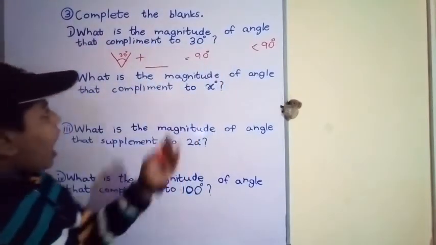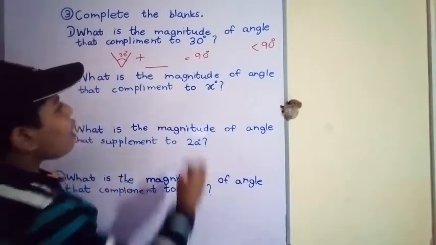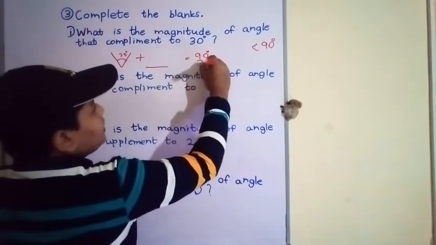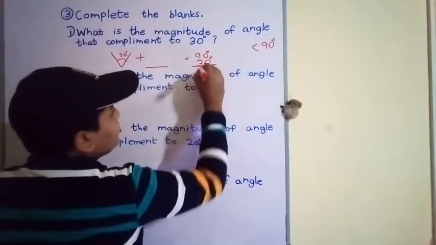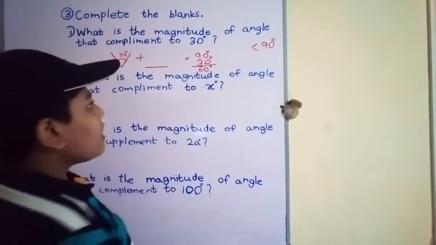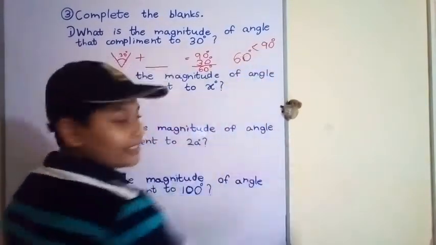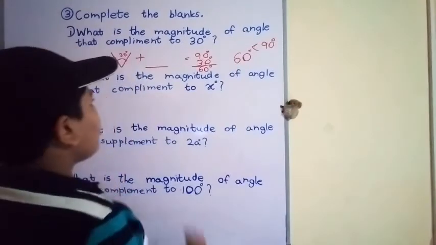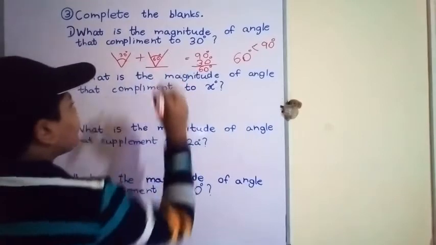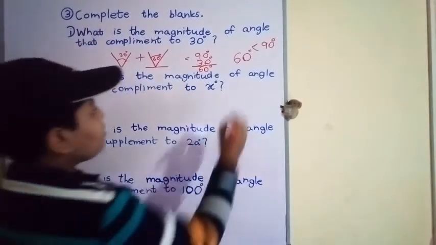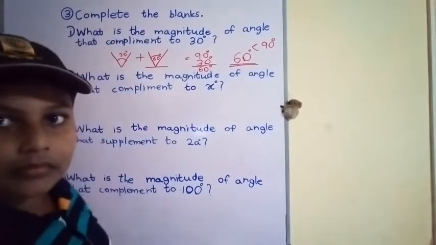How can I get the angle that pairs with it to make 90 degrees? You subtract 30 degrees from 90 degrees. Now you have the answer: 60 degrees. So the angle looks like this, and the answer is 60 degrees.